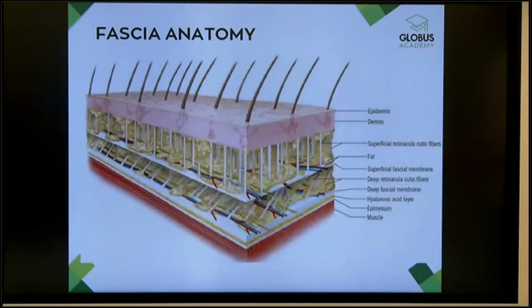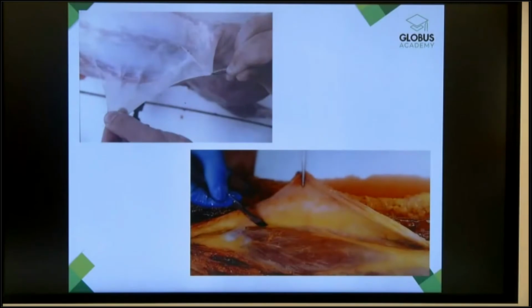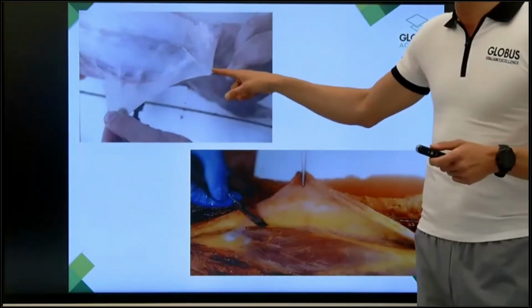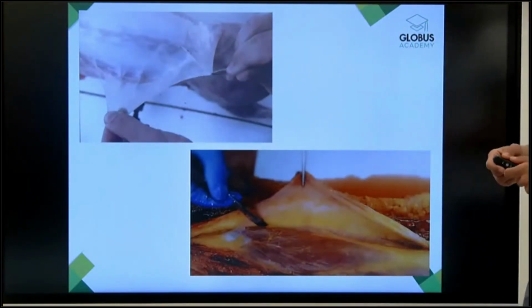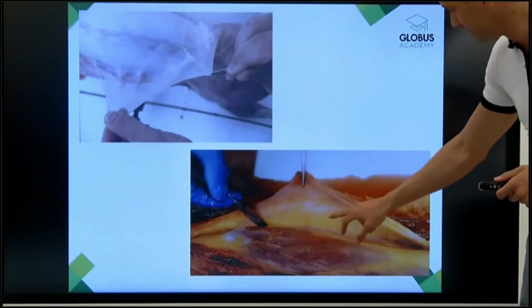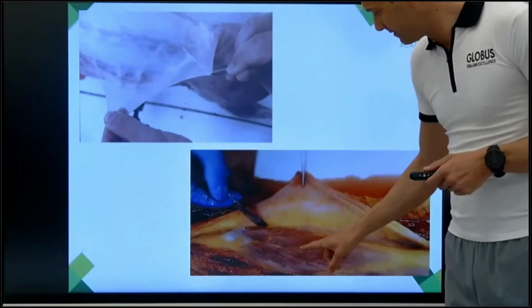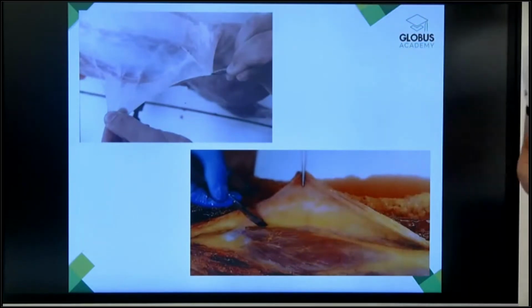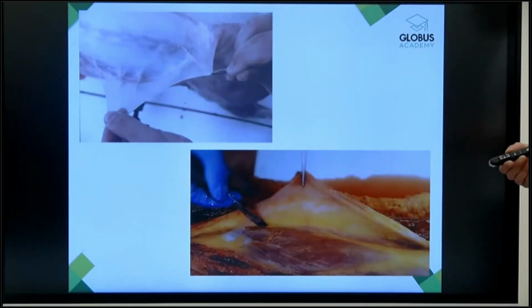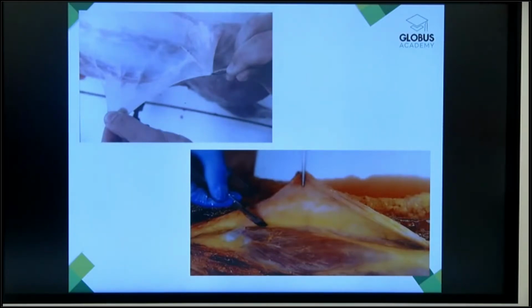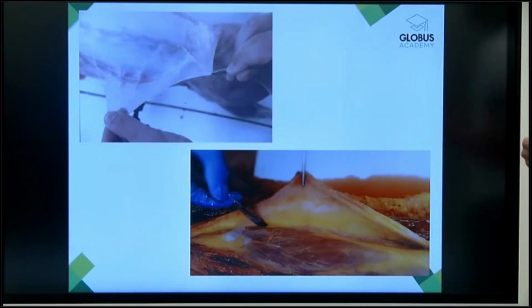And going on to the deeper part, we can understand it. This is the superficial fascia. This is the deep fascia, more thick, of course. Then we get the epimysium here, and finally we get the muscle. So we have three layers before reaching the muscle. This is very important because these are our targets when we are using the fascia tools. Okay.